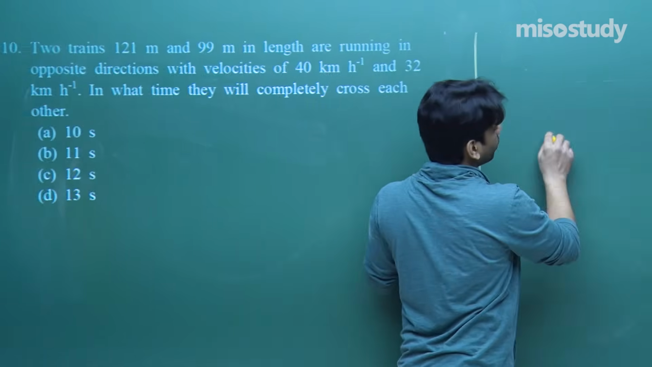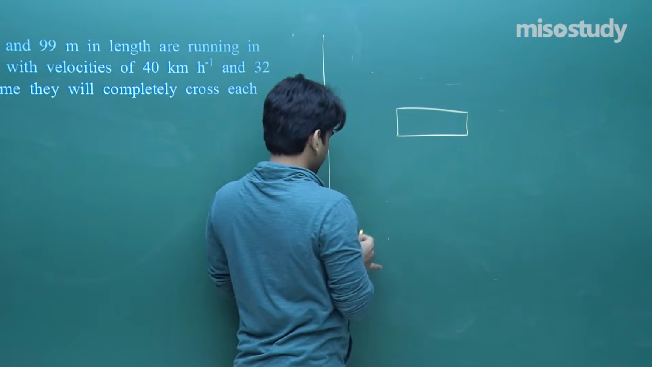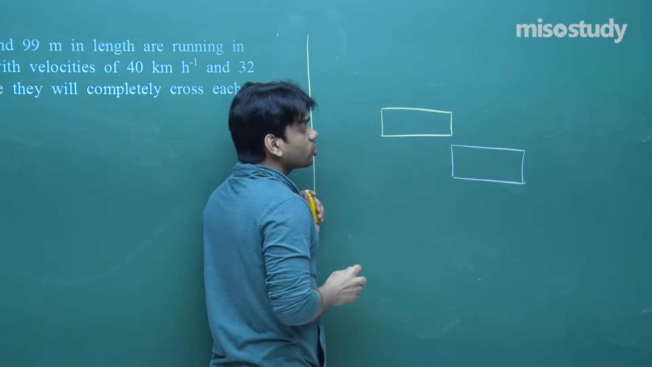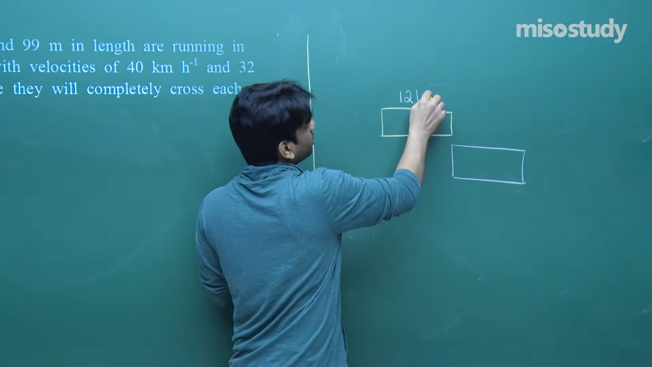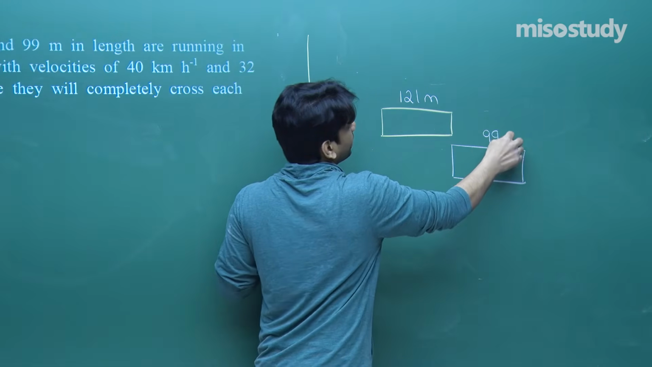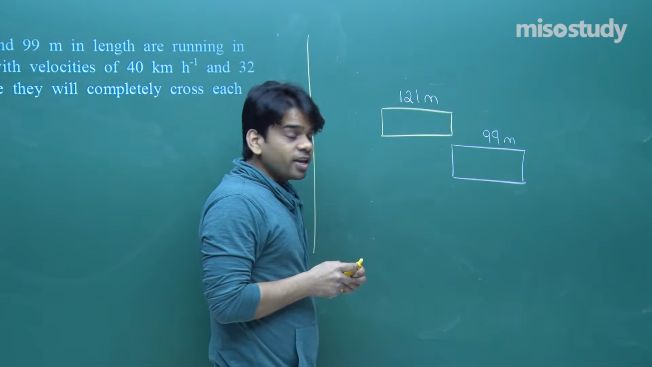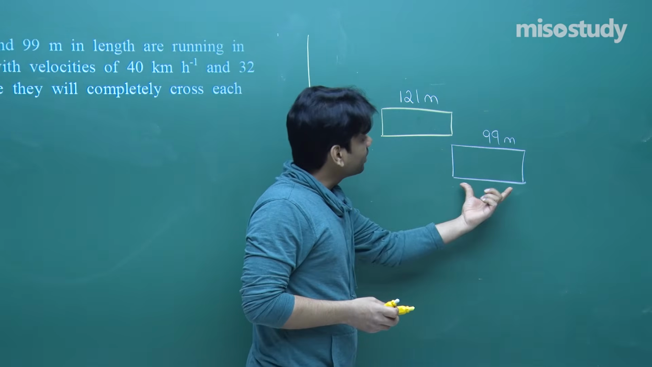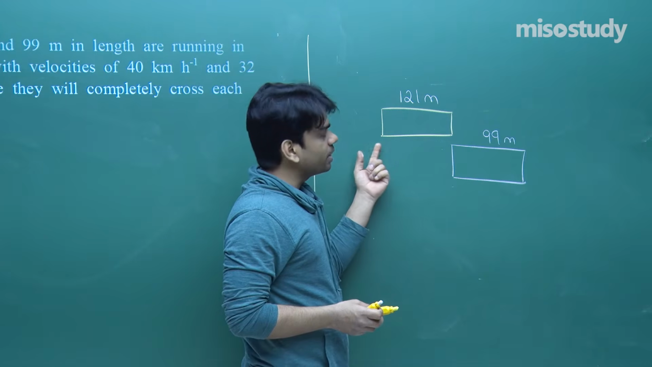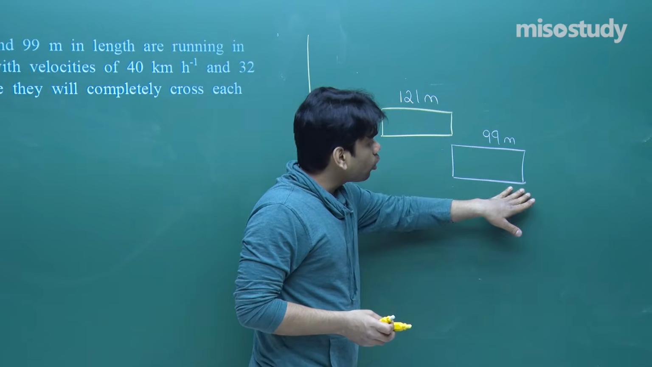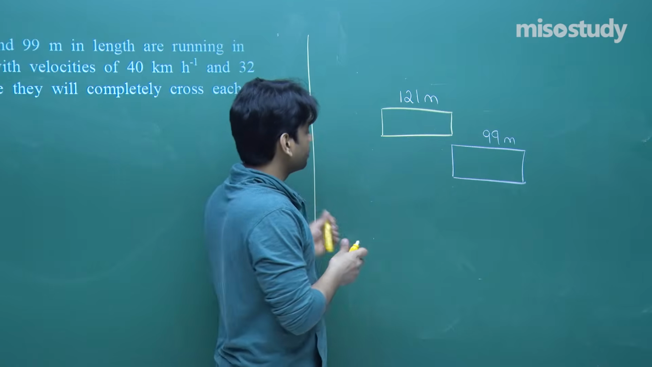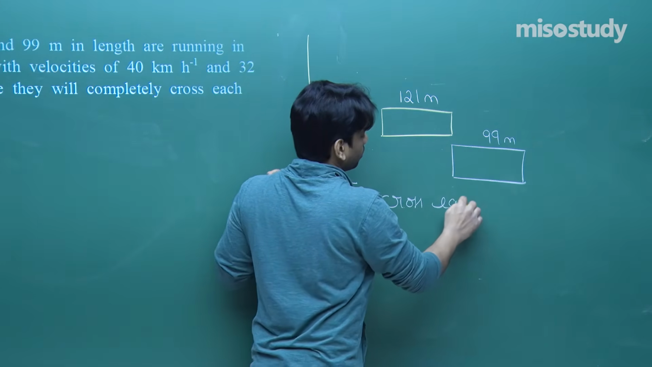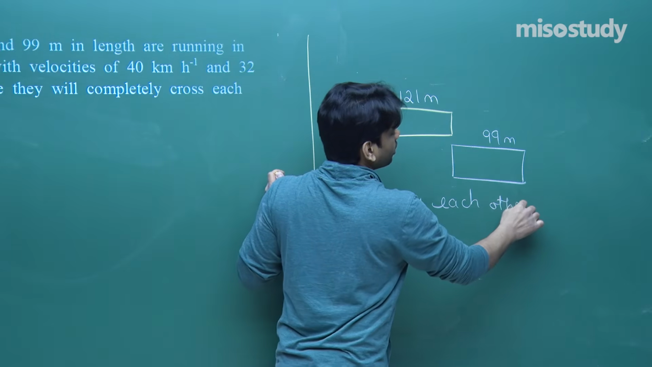So if I show you the two trains, one train here and the other train here. One is of length 121 meter, the other is of length 99 meter. Now see here, if I stop this train, this train will travel its entire length of 121 meter, and it has to also cover its own length, that is 99 meter. So to cross each other, total distance will be 121 plus 99.